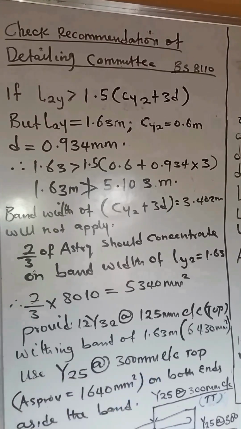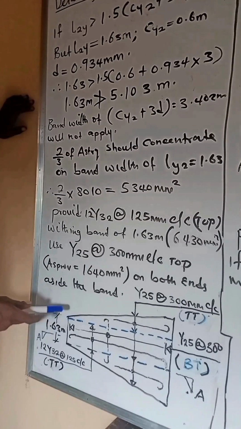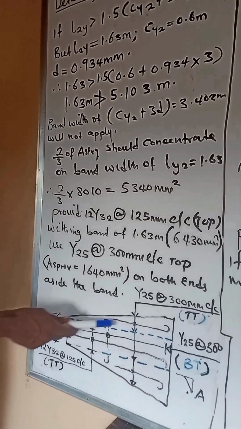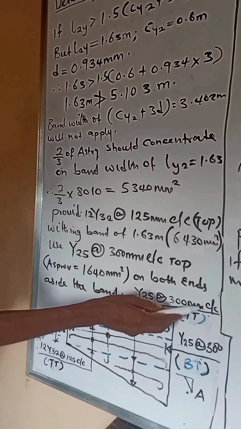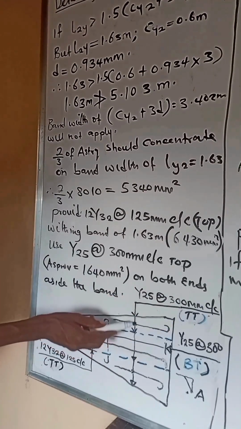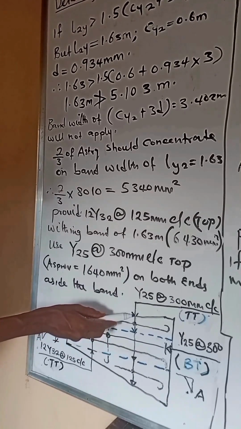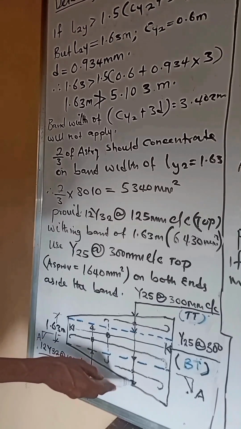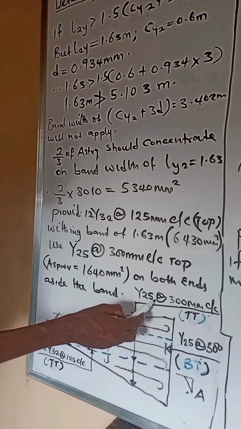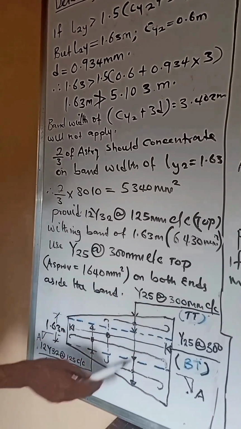Okay, so let's look at the detailing and let's see how the detailing is going to go. If you look at the detailing, you're going to see at this point, Y25 at 300 millimeter center to center is between this point down to this point, which is outside the bandwidth of 1.63. From this point to this point, we also have the same reinforcement, Y25 at 300 center to center top.